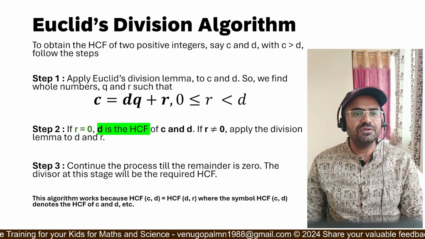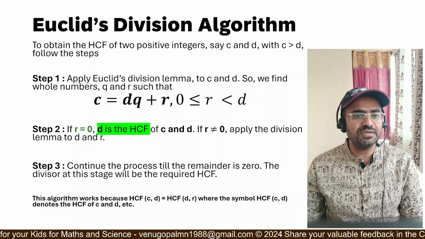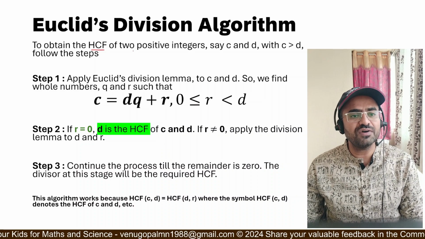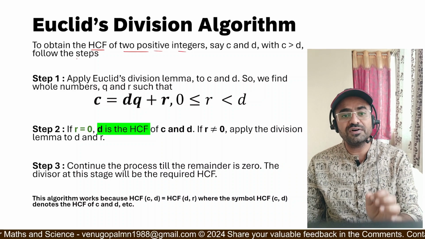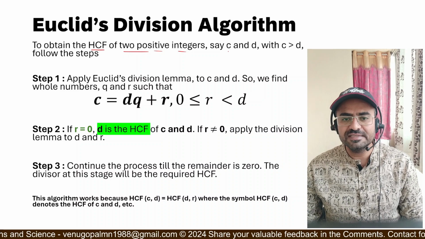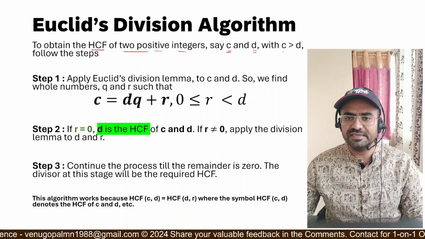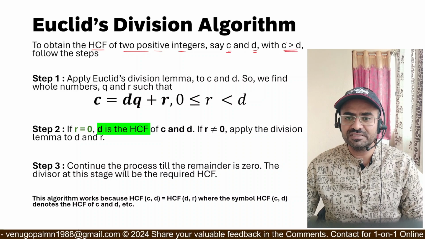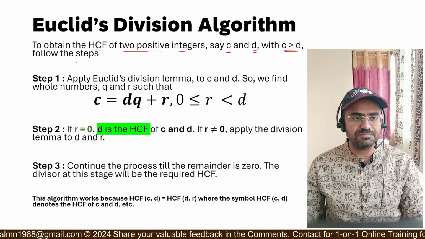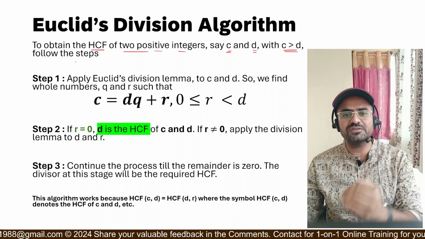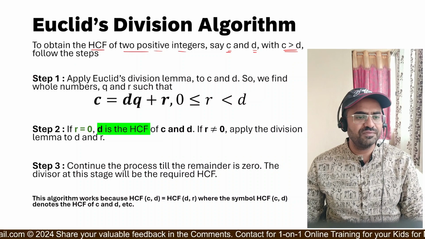So what does Euclid's division algorithm say? To obtain the HCF of two positive numbers, please note we are trying to find the HCF of two positive numbers, say C and D. Those numbers are C and D, where C is greater than D. C is the largest number among these two. To obtain the HCF of two positive numbers C and D, where C is greater than D, we have to follow these three steps.